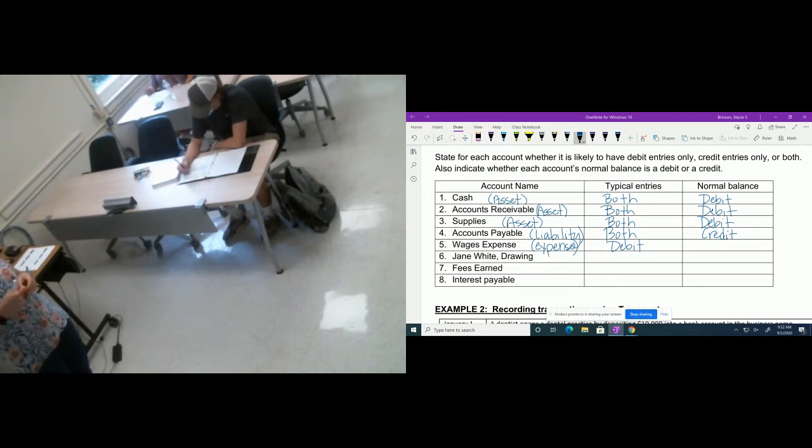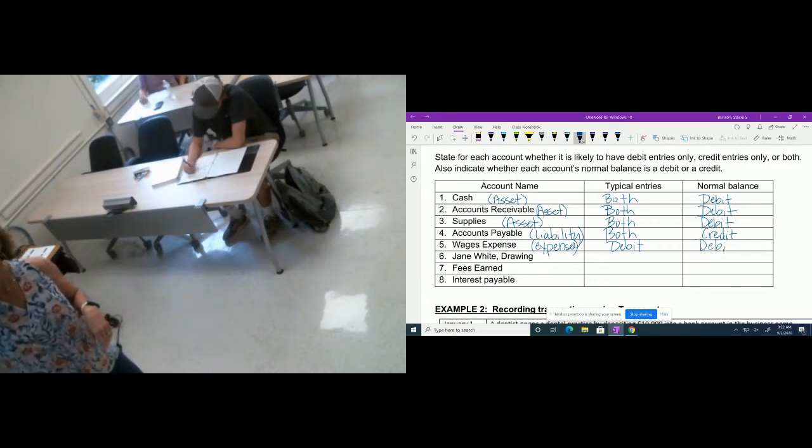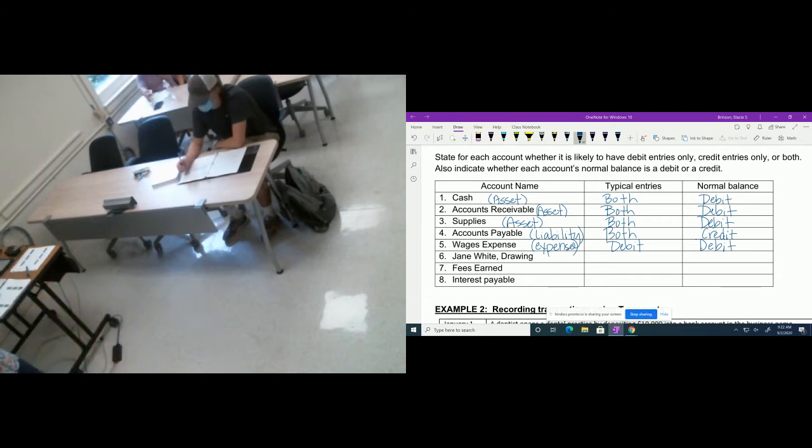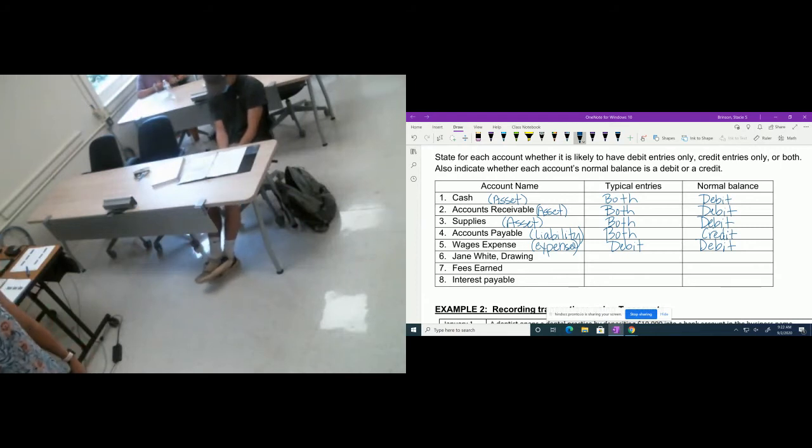All right, what would the normal balance of wages expense be? Debit. That's kind of a no-brainer, because if you look at what's our typical entry, we decided it was debit. You're not really going to have a normal credit balance in an account that you typically debit. Does that make sense? Some of it's logic. Some of it's getting used to this weird terminology. But try not to overcomplicate it and overanalyze it. I say this because I did the same thing, and I have a tendency to do that, and you can make your mind explode that way.